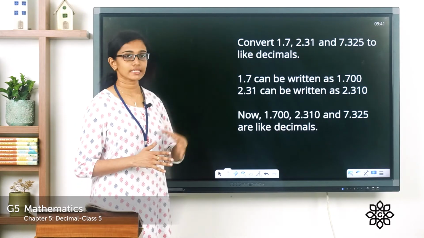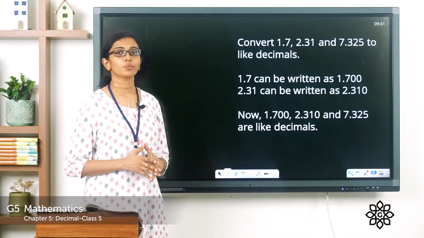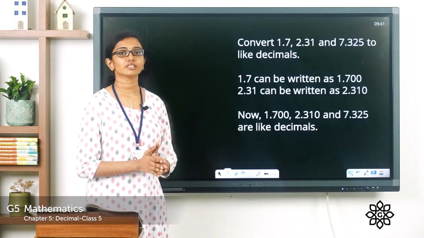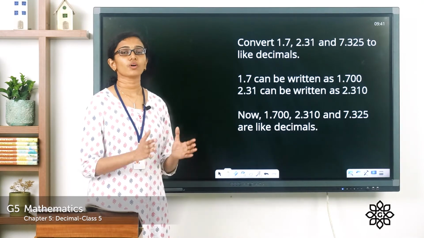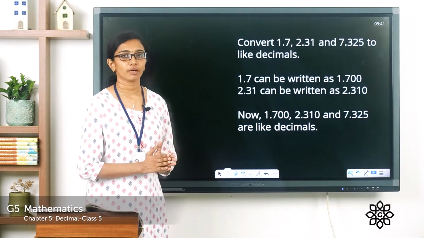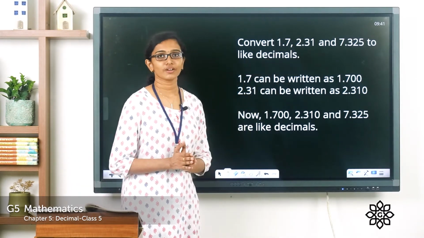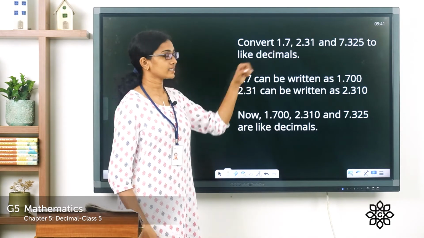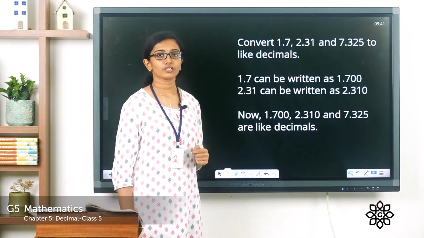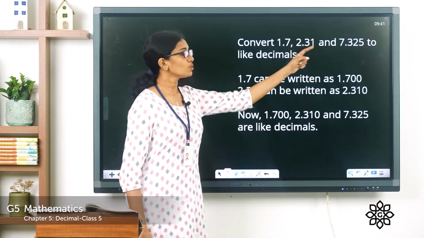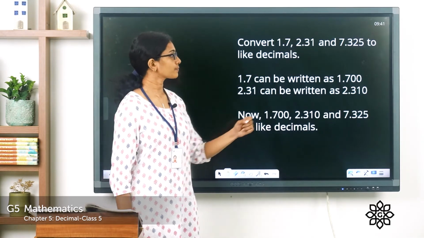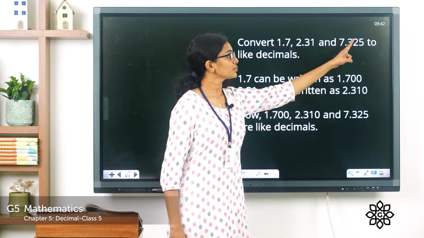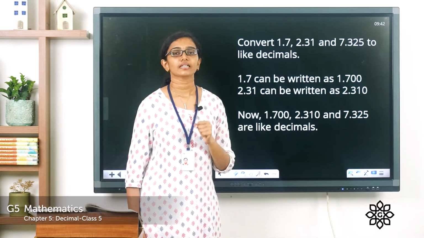So, you are given a few decimal numbers here and you are asked to convert these decimal numbers to like decimals. So, we know like decimals are those which have the same number of or equal number of digits after the decimal point. So, look at these decimal numbers given here. The first one, 1.7, has 1 digit after the decimal point. And the second number, 2.31, has 2 digits after the decimal point. And the third number, 7.325, has 3 digits after the decimal point.